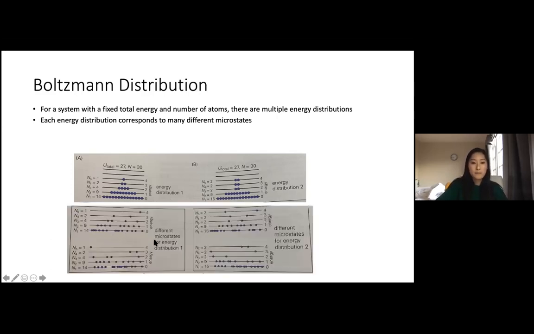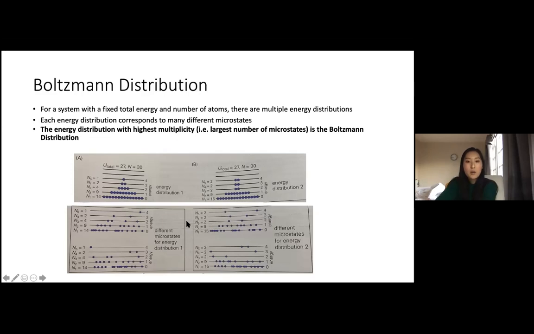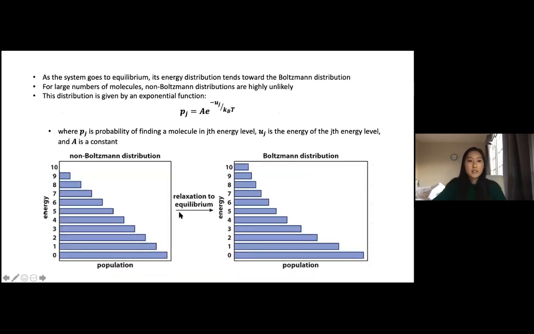These are just examples of different microstates for each distribution, but again, keep in mind that these are only examples and there are way more than this. But the takeaway point is that the energy distribution with the highest multiplicity, or the largest number of microstates, is the Boltzmann distribution. So as a system relaxes to equilibrium, its energy distribution tends toward the Boltzmann distribution. In other words, it tends towards a state of maximum multiplicity or maximum entropy.